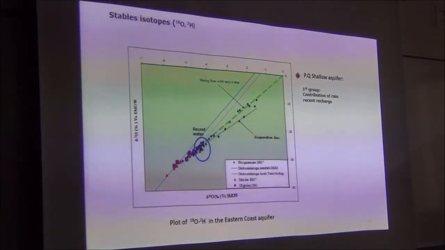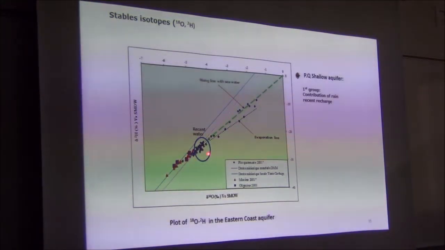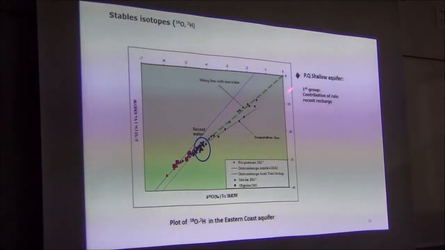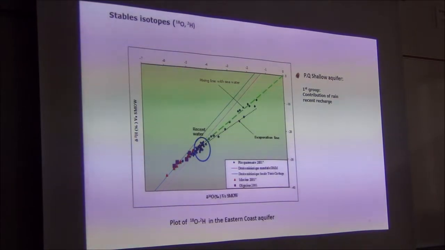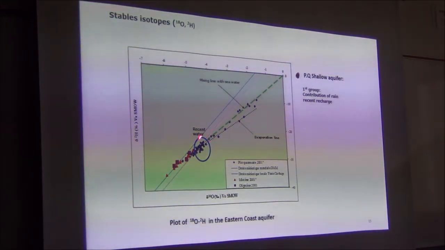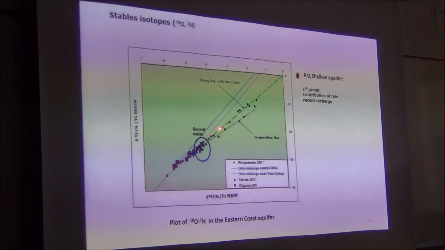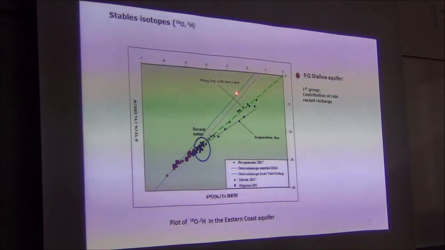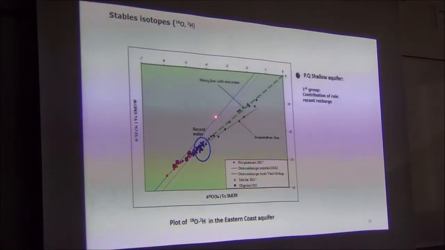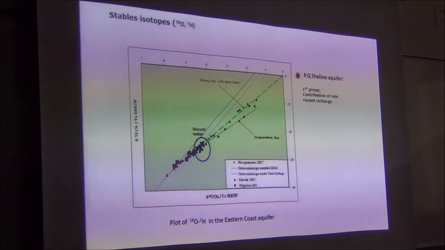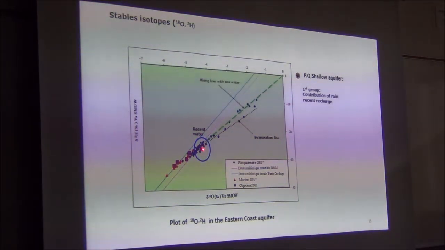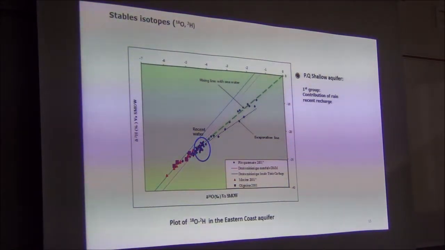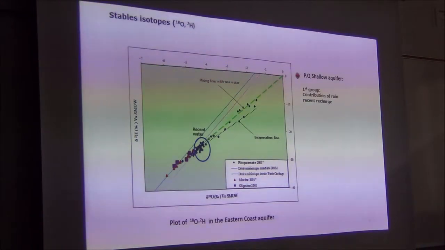we have two groups of water. The first group is composed of samples from the shallow aquifer, the Neo-Quaternary shallow aquifer, and the samples of this group are located between the global meteoric water line and the local meteoric water line of the Tunis Carthage rain station. In this group the water is very close to the weighted average composition of the Tunis Carthage rain station.